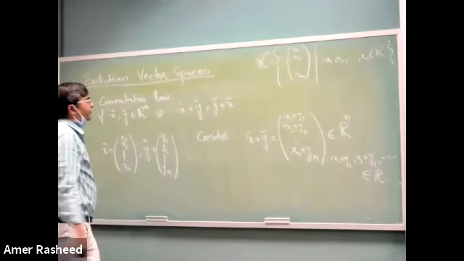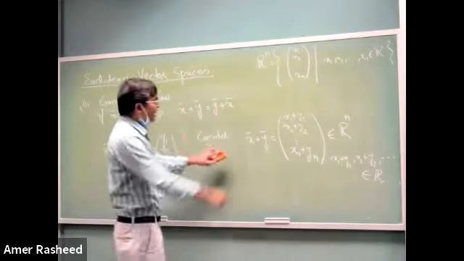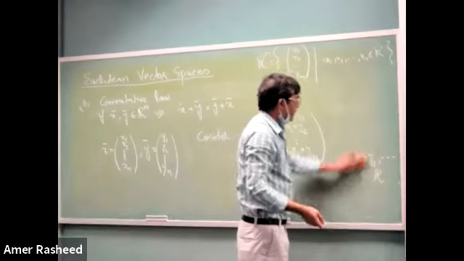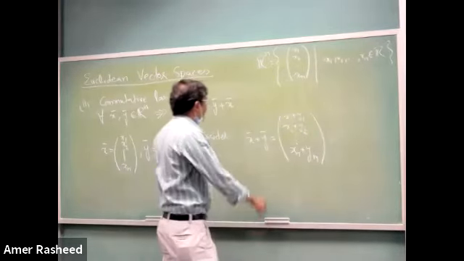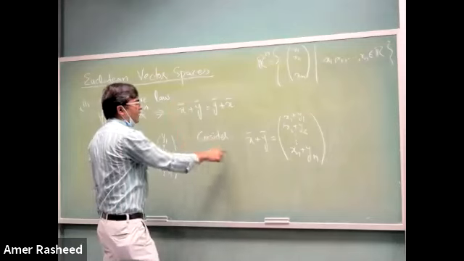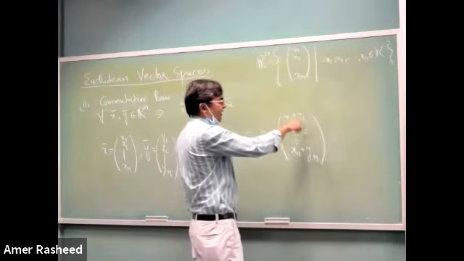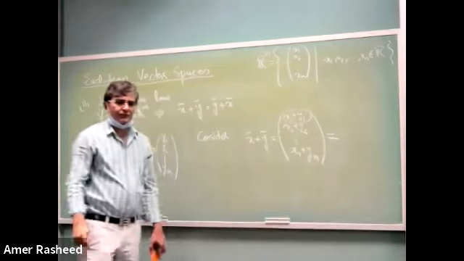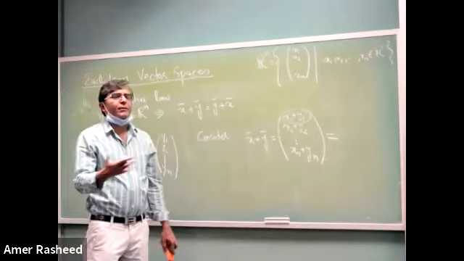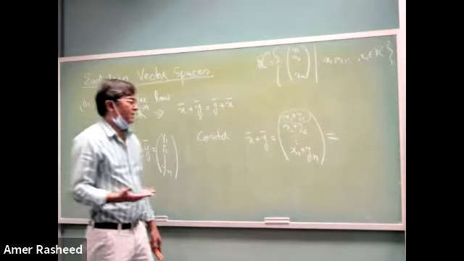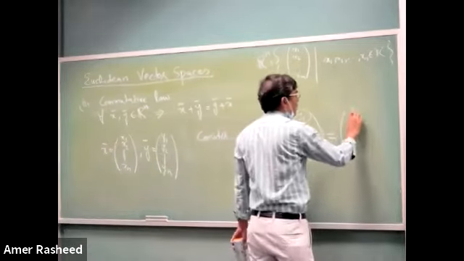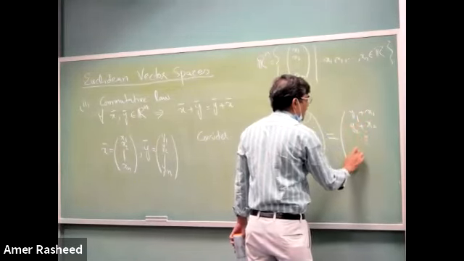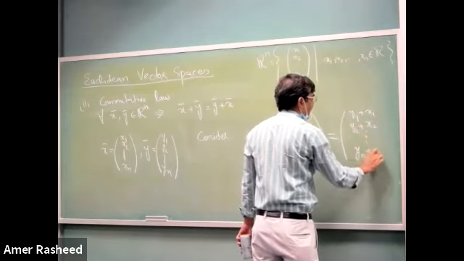Now, if you want to prove this property, you start with the left-hand side, consider the left-hand side, and you try to reach the right-hand side. If you start with the left-hand side, you can write x plus y equal to this. Individually, each component is a real number, and the commutative property holds in R. So we can write y1 plus x1, y2 plus x2, and so on, yn plus xn.